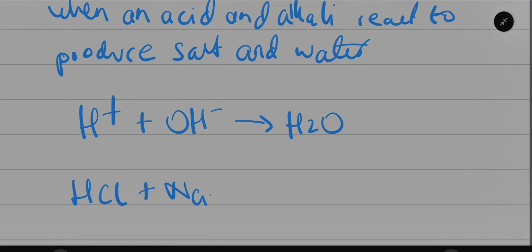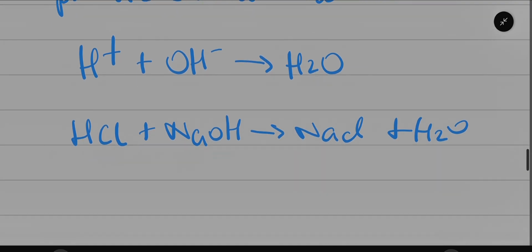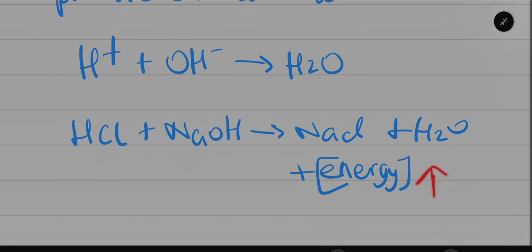HCl plus sodium hydroxide gives sodium chloride and water. Whenever an acid and an alkali react to produce salt and water, it is called a neutralization reaction, and energy is produced as a result. Whenever you get the time in the lab, you can mix an acid and an alkali, and if you place a thermometer in the beaker, you will notice the temperature going up.